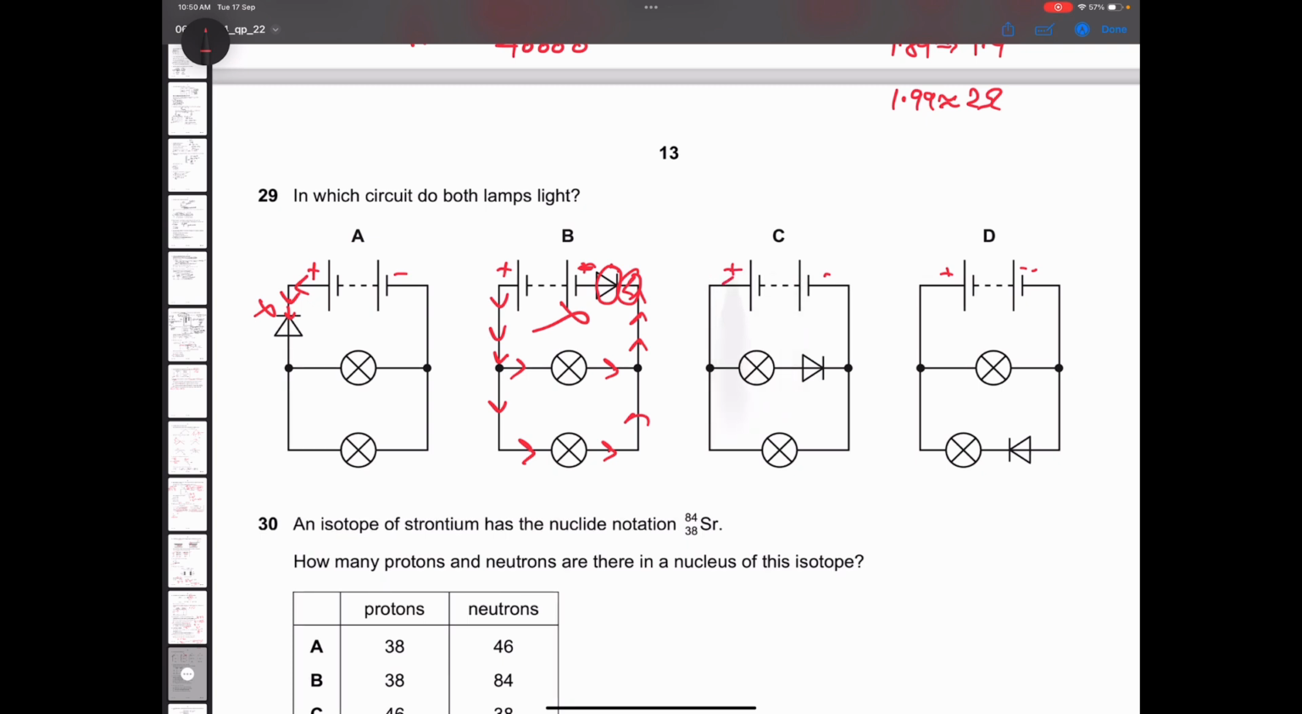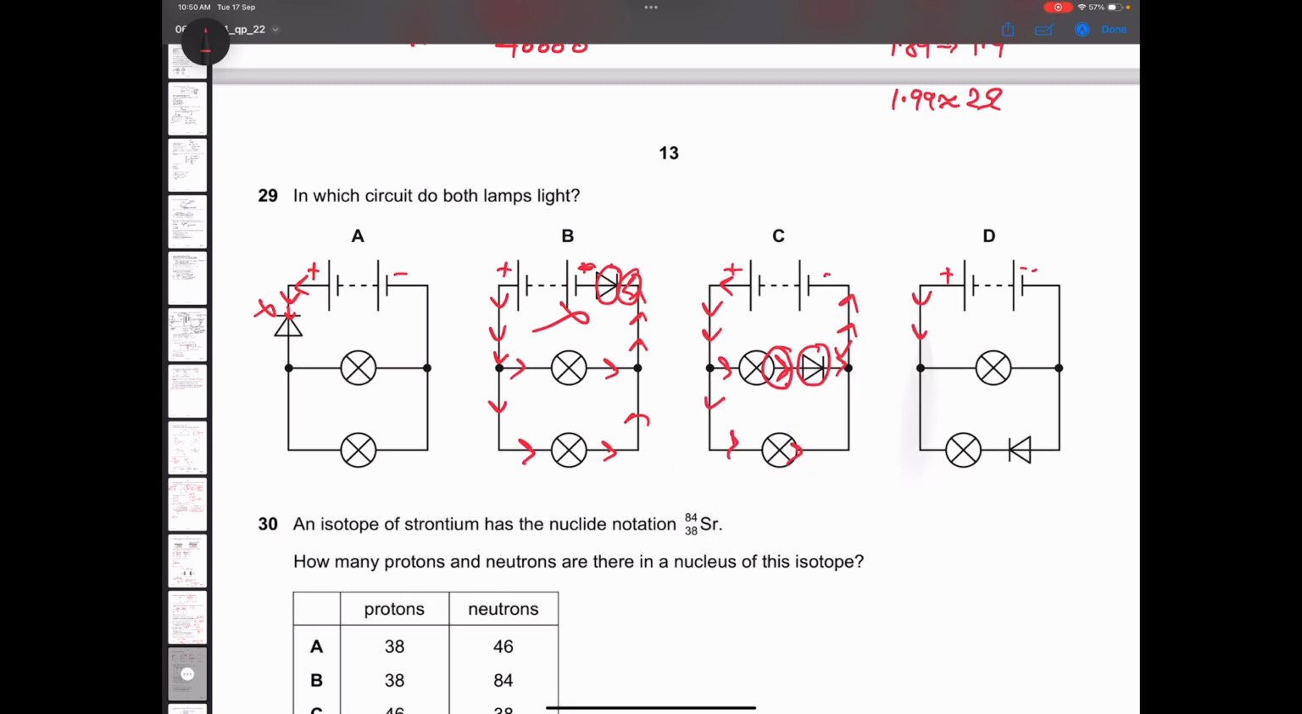The current flows from positive to negative, so this is going like this, like this. Now see, in this case the direction of current is matching the direction of diode, so this will work. The current will be able to pass very easily. Fourth case as well, let's check.